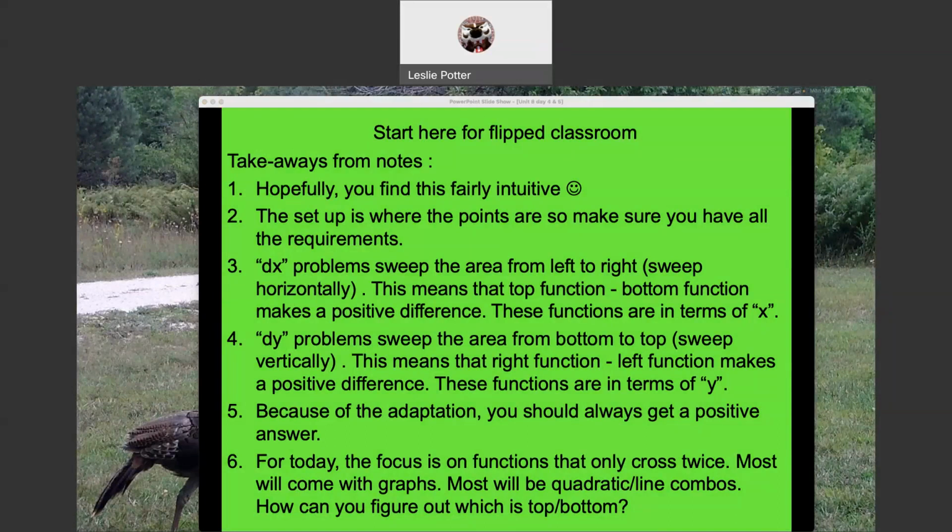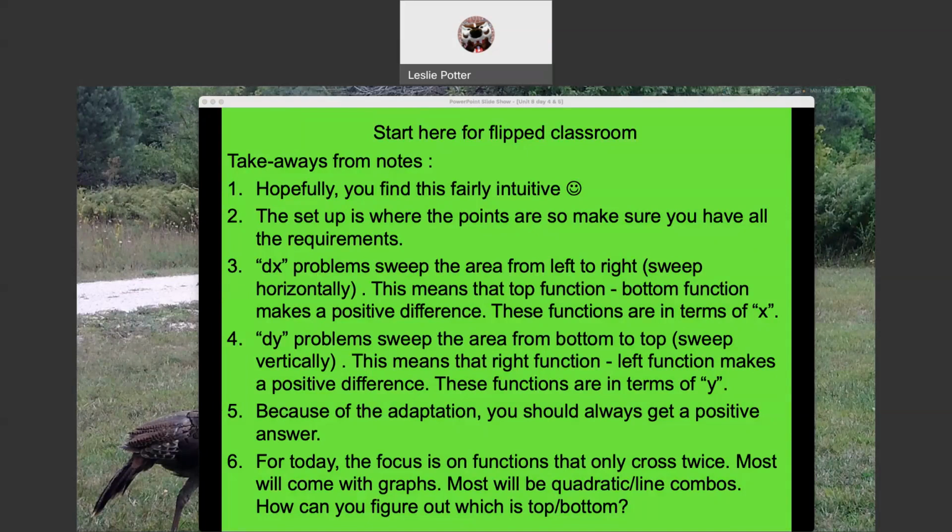So for today, it's going to be like this, right? Or maybe it's like this. Okay, they cross twice. They create one enclosed region. And we have to set the quadratic and the line equal to each other to solve for a and b, the points of intersection. Sometimes we have to do that.